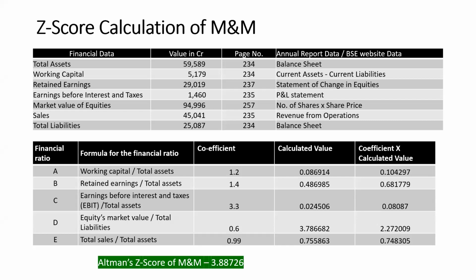Now, I have taken a case where I have calculated the Z score of Mahindra and Mahindra. Mahindra and Mahindra is one of the topmost automobile companies, manufacturing tractors, cars, and even electric vehicles these days. I have already shown the scores and everything, but you need not worry.